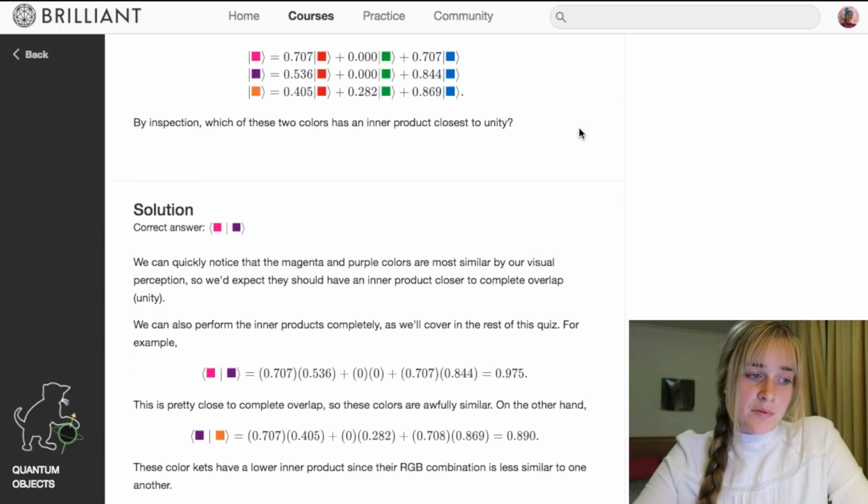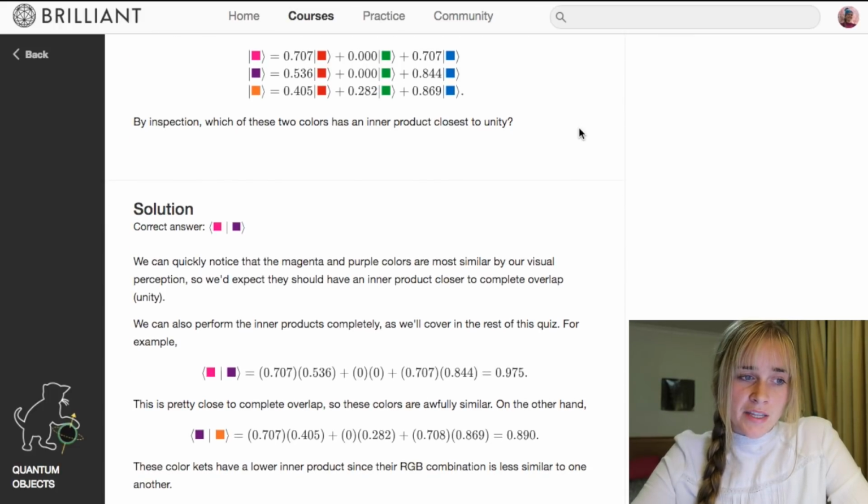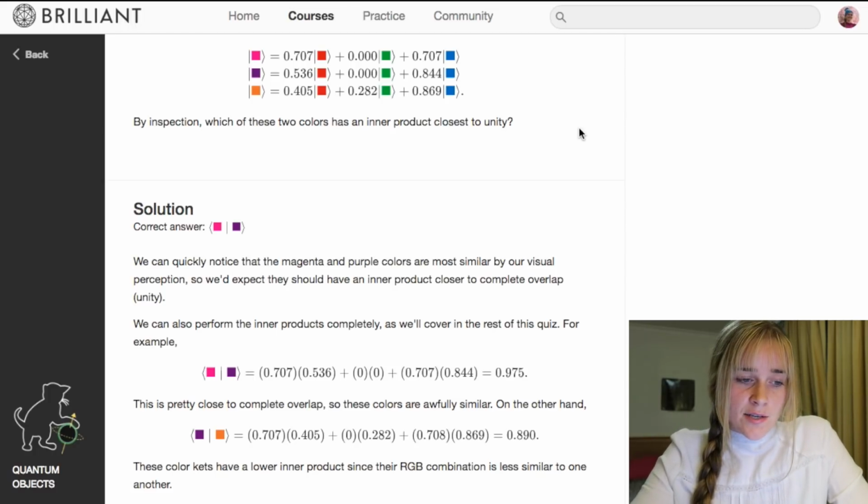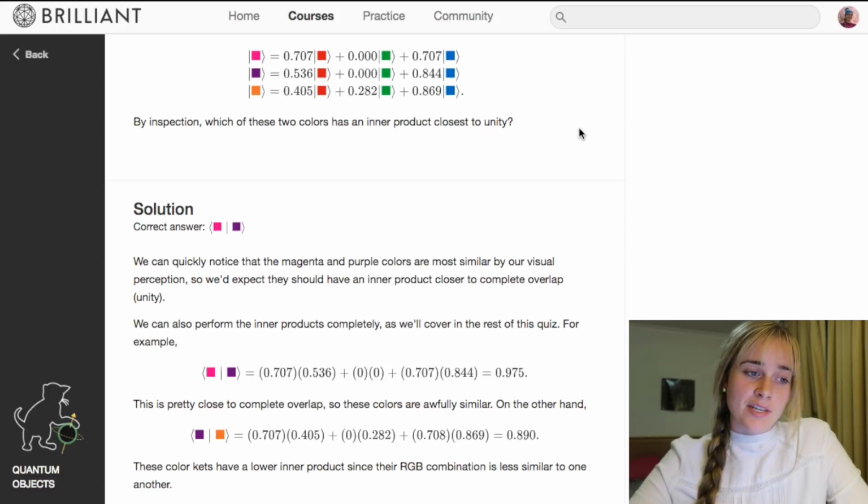Now, to find the inner product between pink and purple, we expect it to be a reasonably high number, and by that I mean reasonably close to 1. These vectors have been normalized, and so that means the length of the vector is 1. So if the overlap between them is 1, then they're pretty much perfectly overlapping.